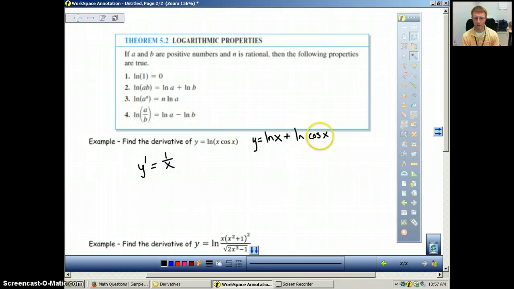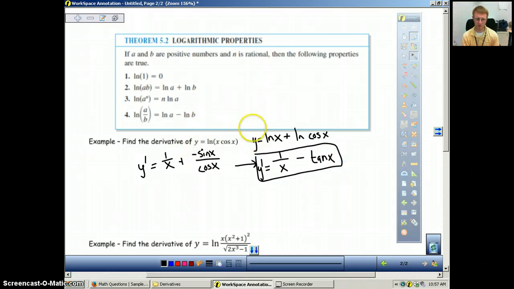The derivative of ln of cosine of x is just going to be, the derivative of cosine is negative sine of x over the original, which is just cosine of x. So if we were to finish this off and really simplify this, it would be 1 over x, and then this minus sign, sine over cosine is actually equal to tangent, so it's just 1 over x minus tangent of x. So that's what our y prime would be here.